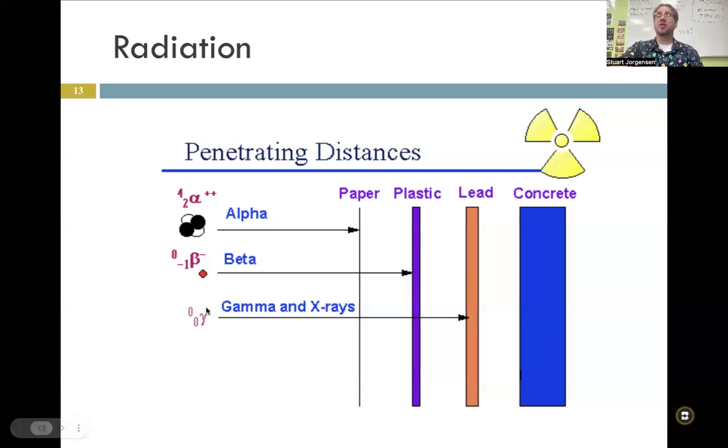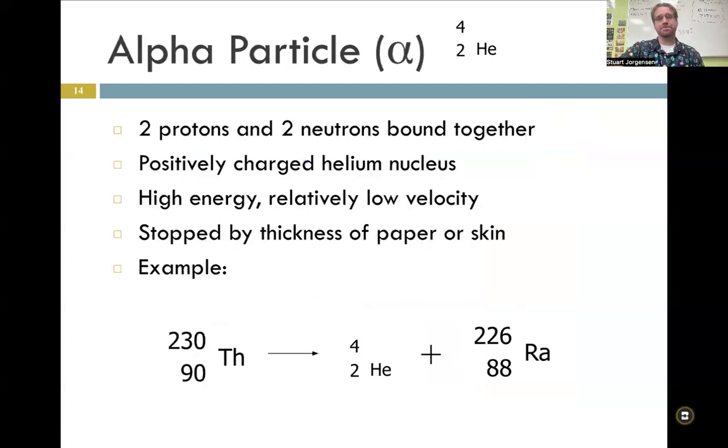Gamma rays are crazy fast. They're traveling at the speed of light, which means it takes all the way up to 13 centimeters of lead to start to stop our gamma radiation, because they're moving so incredibly fast, the speed of light. Go a little bit more on each of them, and then we'll kind of wrap this up.